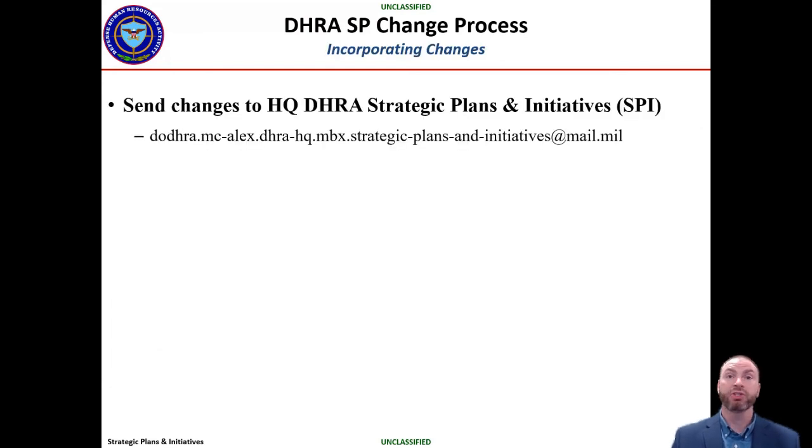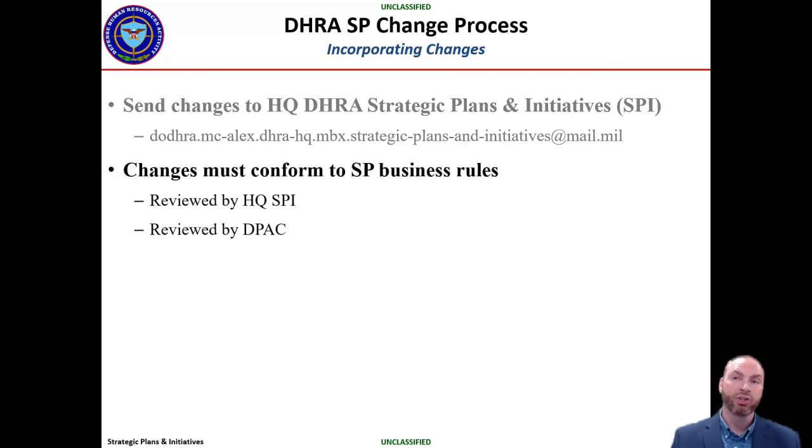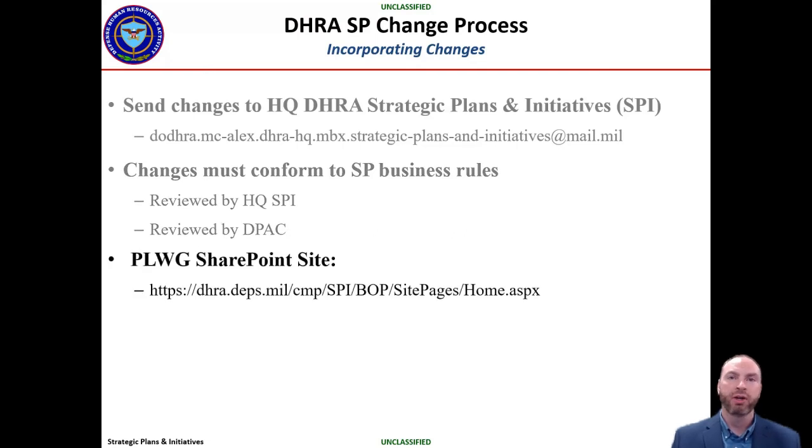Change requests are sent to the group SPI email address listed here. All changes receive a cursory review by both SPI and DPAC to confirm that the changes comply with the business rules and don't have any potential issues with their incorporation into the plan. Once everything is good to go, the strategic plan is updated with the changes. The POC requesting the changes is notified of the updates, and the new version of the strategic plan is posted to both the strategic plan SharePoint site and the plan's working group SharePoint site.